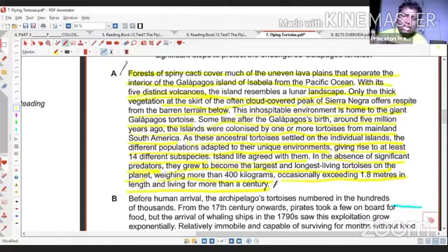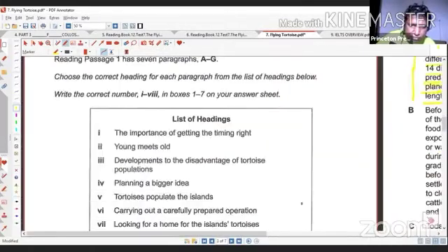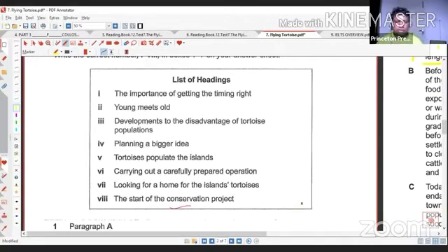If you don't get new ideas, keep on reading. So what was the idea? Up to here, location, then how they gradually were settled. And then they're saying that many species. Okay. So what could be the heading? Which one should be the heading for this one?